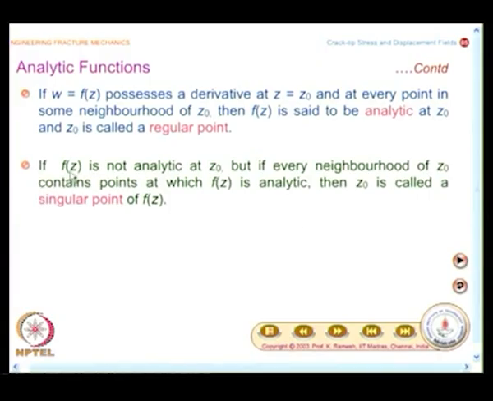If the function f is not analytic at z naught, but if every neighborhood of z naught contains points at which function f is analytic, then z naught is called a singular point of f of z. So, you define what is a regular point and you define what is a singular point, and you also have one more definition.